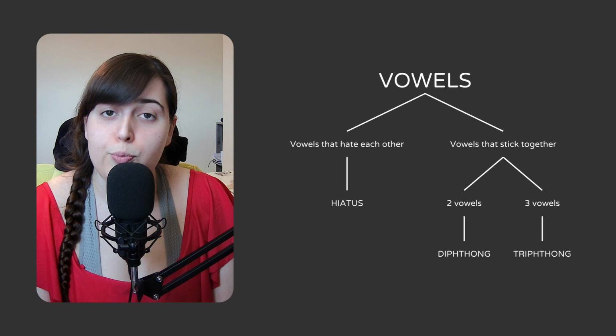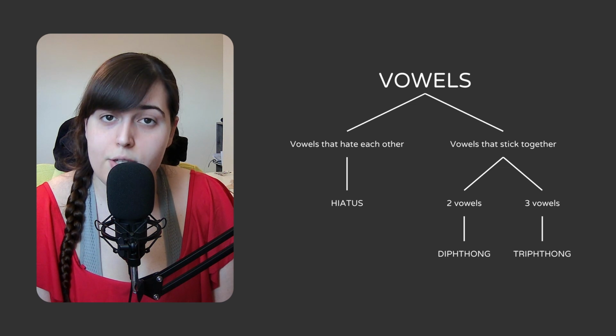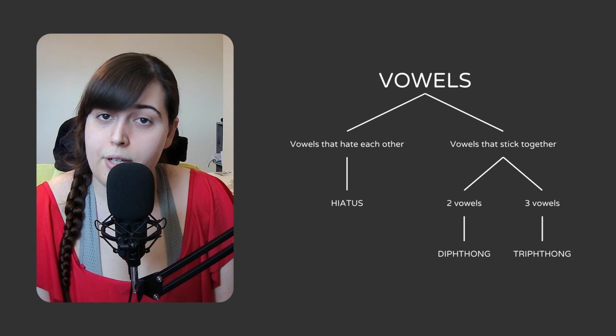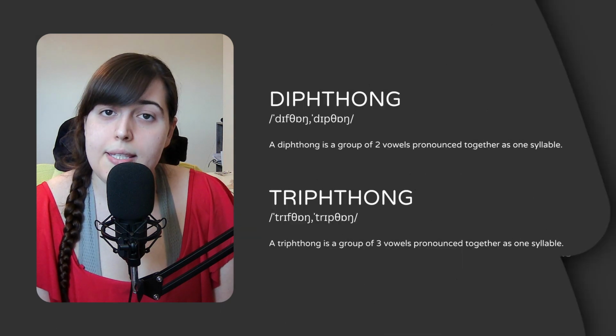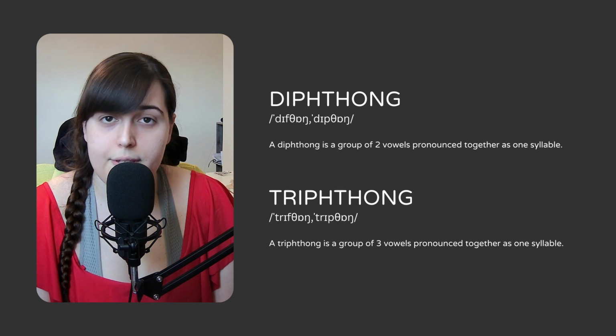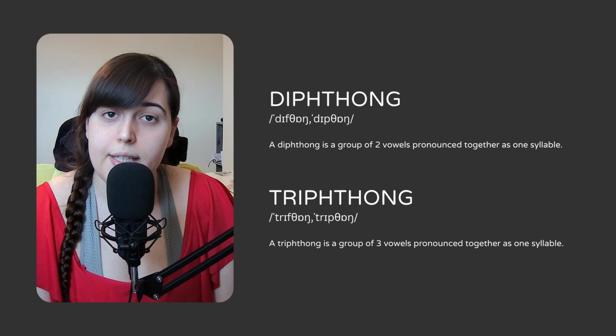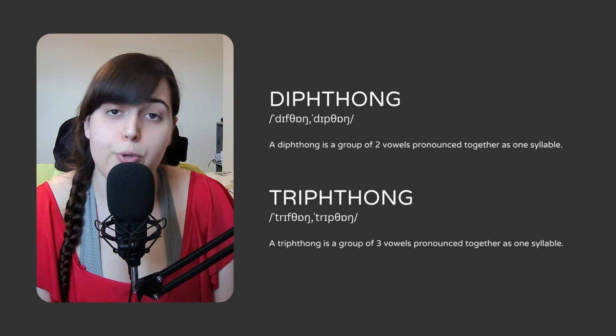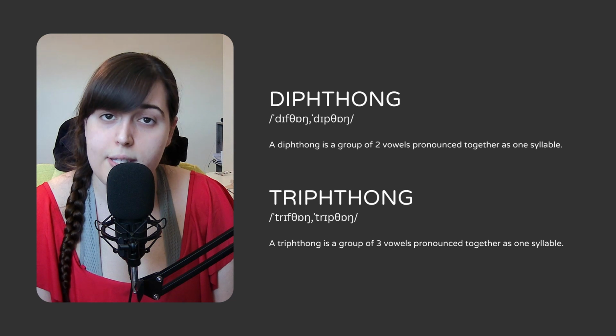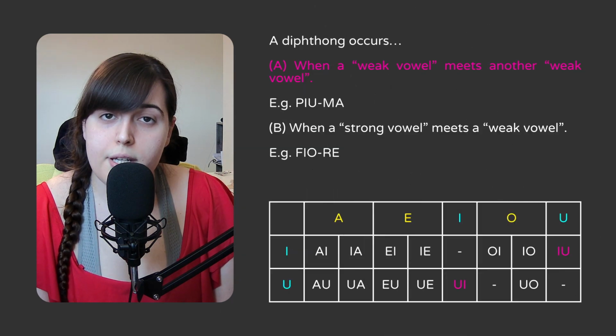When we have a group of 2 consecutive vowels, it's called diphthong. When we have a group of 3 consecutive vowels, it's called triphthong. Now, let's see this phenomenon in detail. Let's start with diphthongs and triphthongs. Diphthongs, in Italian dittonghi, and triphthongs, in Italian trittonghi, are groups of 2 or 3 vowels that are pronounced all together as one syllable. A diphthong occurs in 2 cases.